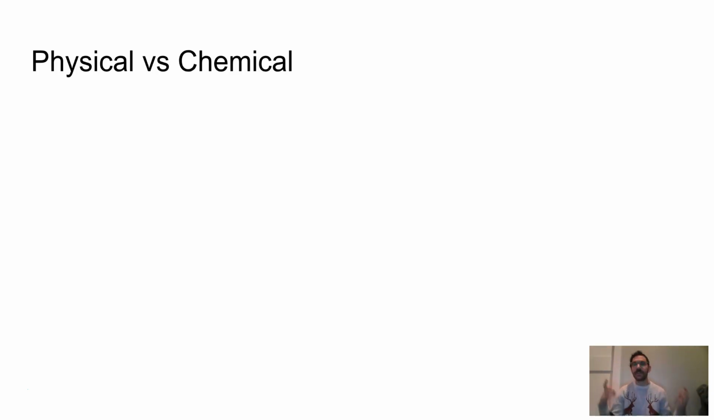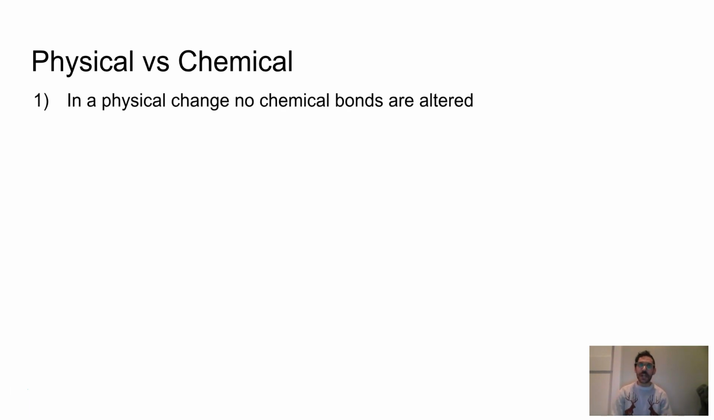All right, cool. Well, let's talk physical versus chemical. In a physical change, no chemical bonds are altered. This is really important for distinguishing these two things. When you boil water, that's liquid water becoming gaseous water. There are no bonds actually being broken in the molecules that make up that water. They're just moving around differently.